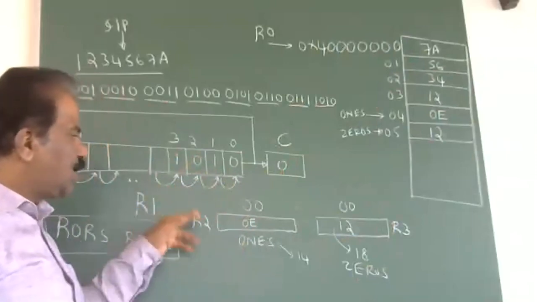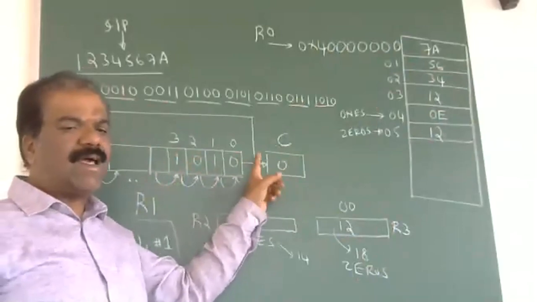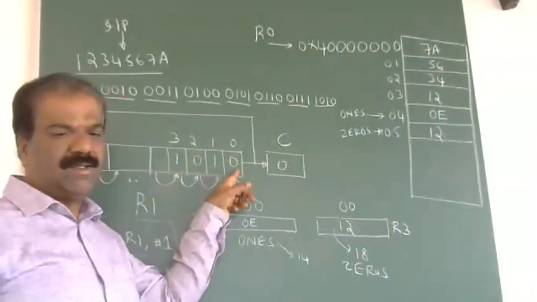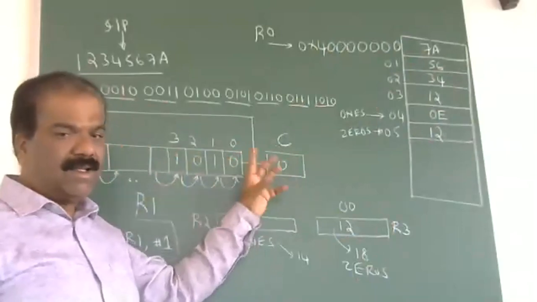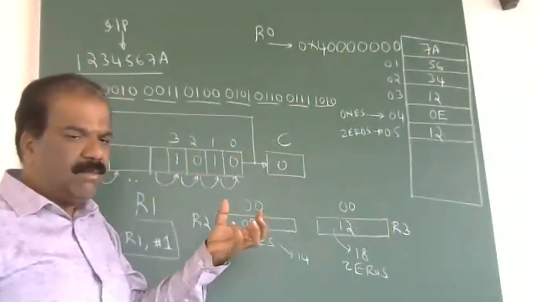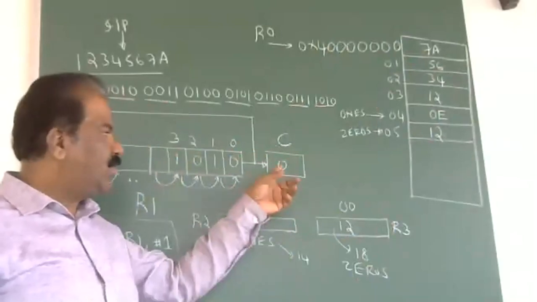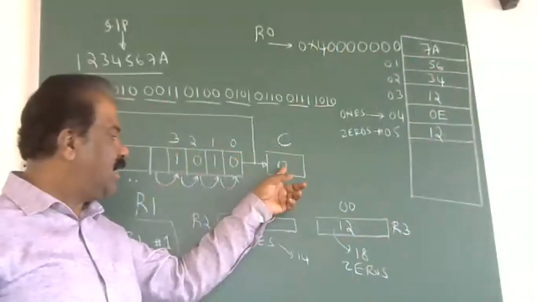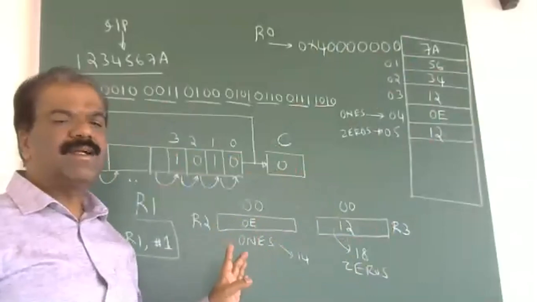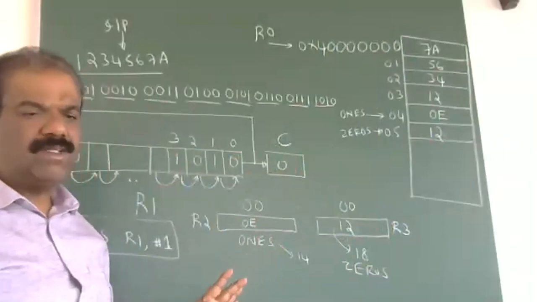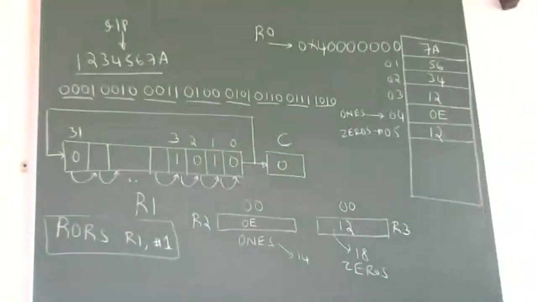If you rotate towards right one time, B0 comes to carry. The carry flag may be set or reset depending upon the status of this bit. If it is 0, the carry flag is reset. If it is 1, the carry flag is set. Then depending upon your requirement, you have to use an appropriate instruction to make a decision. If the carry flag is clear, increment one counter. If it is set, increment the other counter. So that's the meaning of this. Next, I'm going to explain the actual code for this.